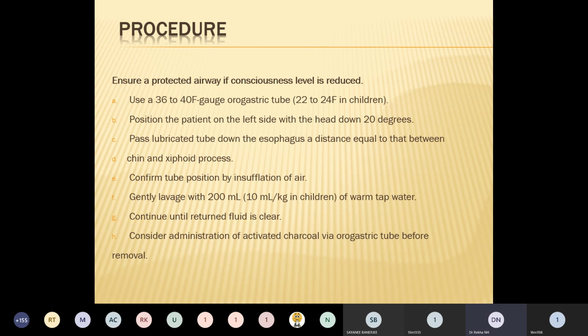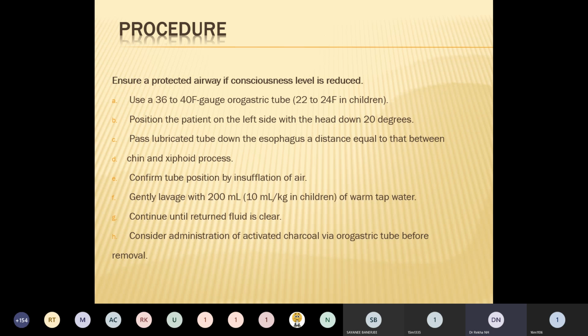This is the procedure. Ensure a protected airway if the patient is unconscious or semi-conscious. Next, we introduce a 36 or 40 French Ryle's tube. Position the patient on the left side with the head 20 degrees down. The tube should be lubricated and passed through the oral cavity or nasopharynx, to a distance equal to that between the chin and the xiphoid process. Confirm the tube position by insufflation of air, and then we introduce the lavage.